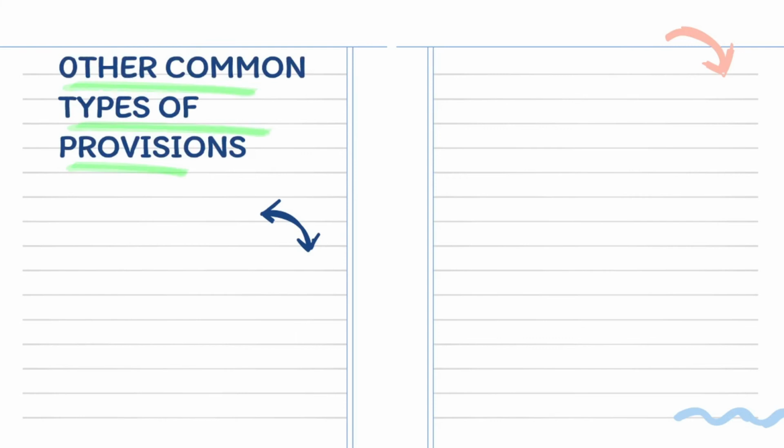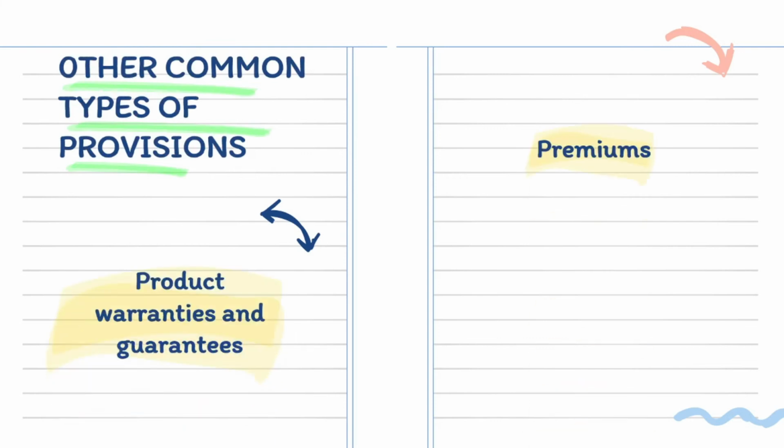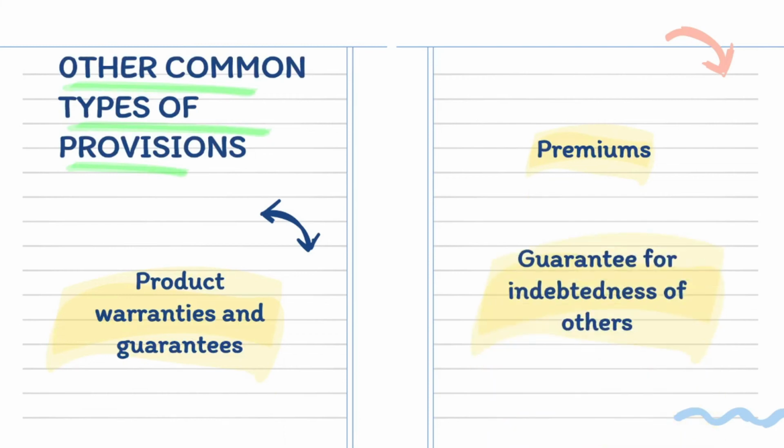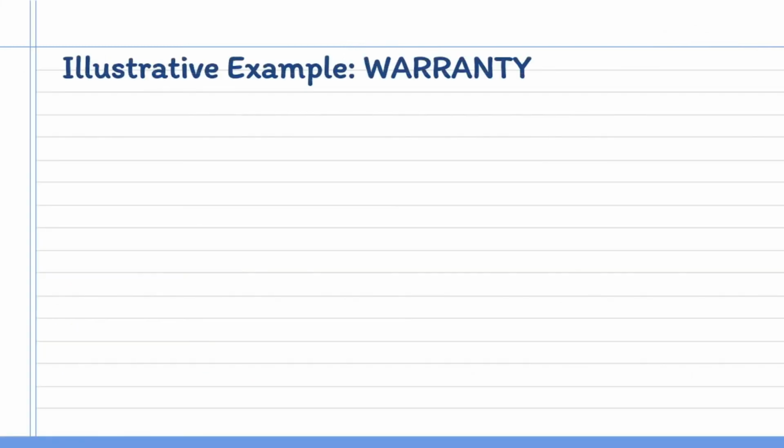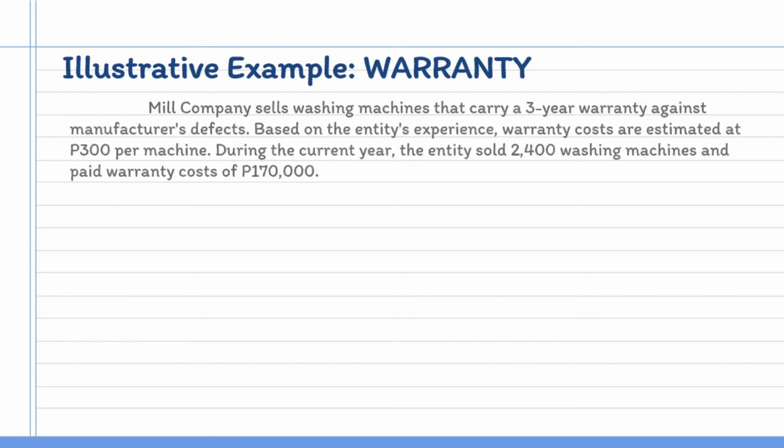Other common types of provision, guarantees and warranties. Product warranties and guarantees, premiums, and guarantee for indebtedness of others. The first, warranty. Ang warranty, ito mostly na-encounter natin pag nag-purchase tayo ng mga appliances, gadgets, and the like. Para mas maintindihan natin, let's have an example.